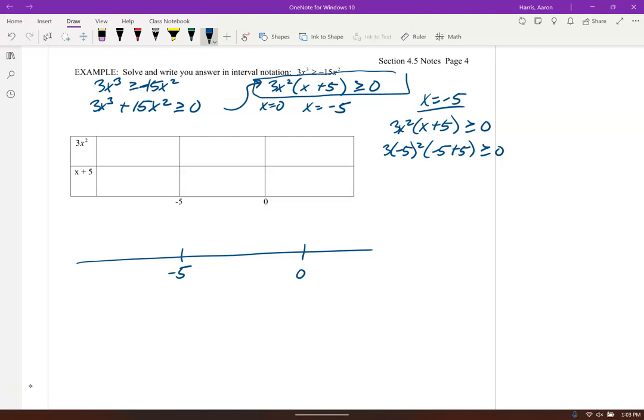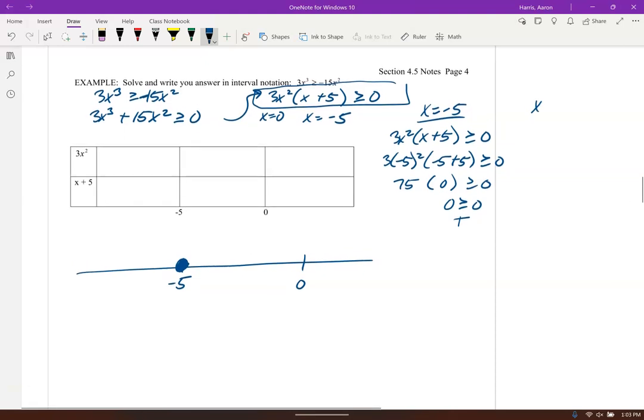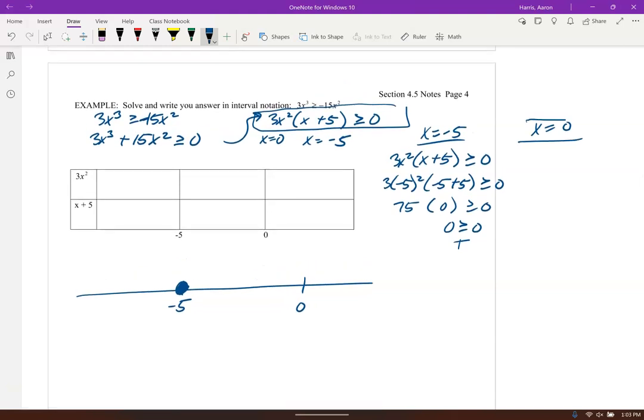Well, 3 times 25, what's that, 75, but that's 0. Is 0 greater than or equal to 0? True or false? True, yeah. So -5, we can actually include -5. Again, notice it's an or equal to. So the other 0, when I'm testing 0, that'll also be true. That's also true. So I can include the 0.